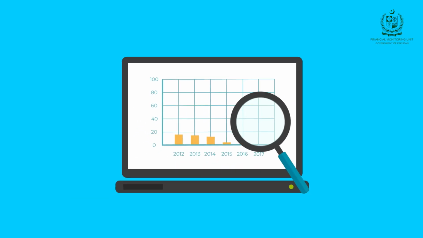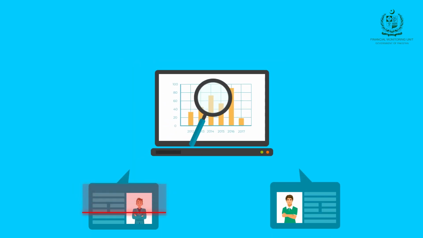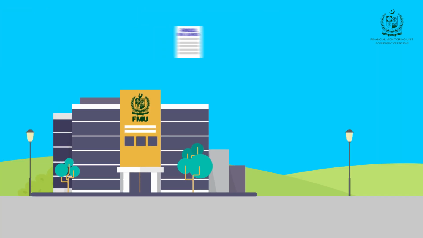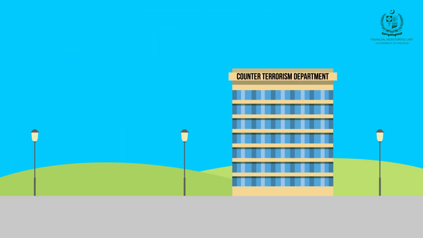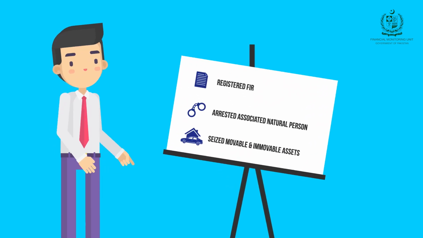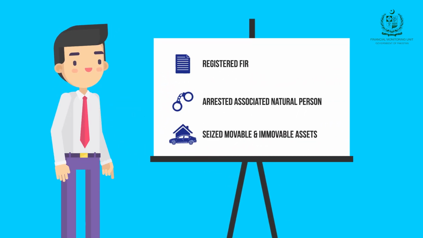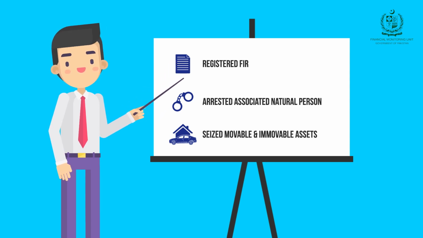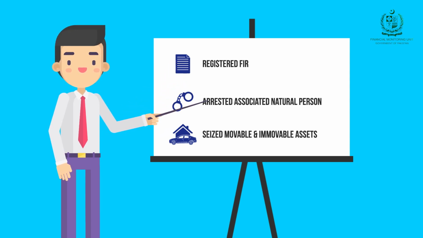After all those facts and analysis, all the individuals associated with those INGOs were identified and financial intelligence was shared with the Counter-Terrorism Department. Based on the intelligence shared by FMU, the Counter-Terrorism Department registered the FIR against the suspected entity and arrested its associated natural persons, and their movable and immovable assets were also seized.